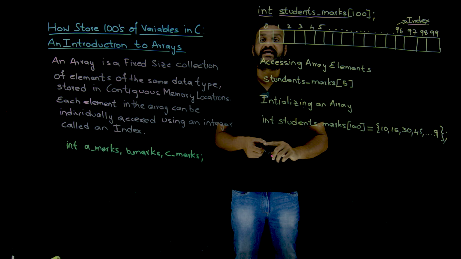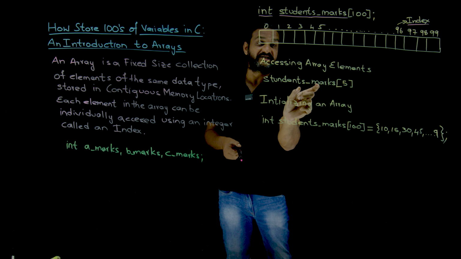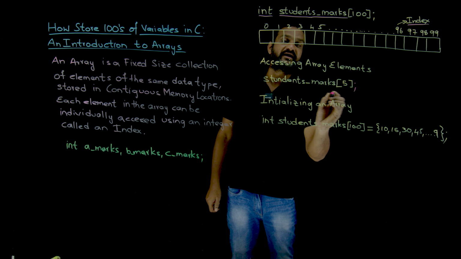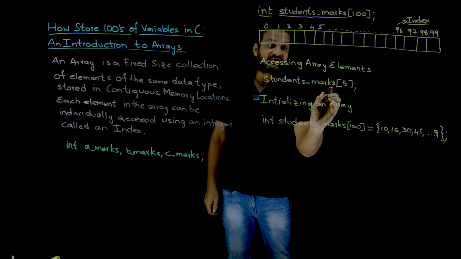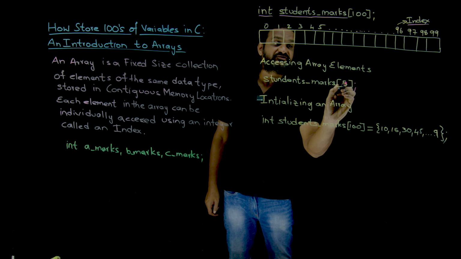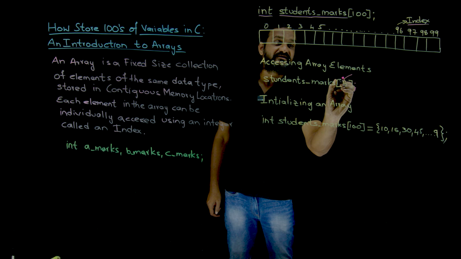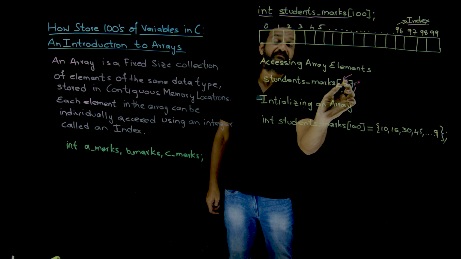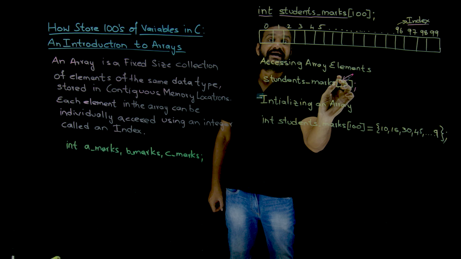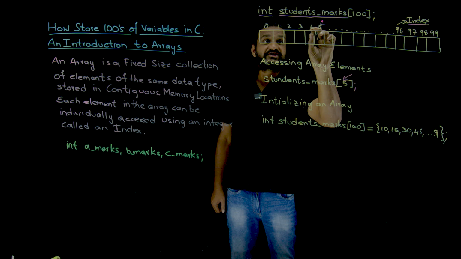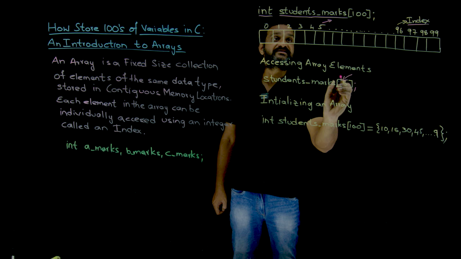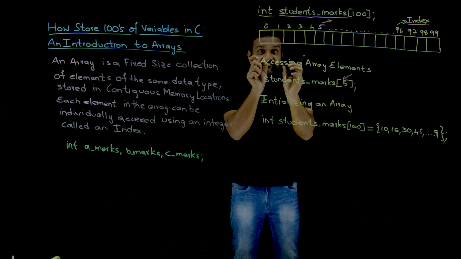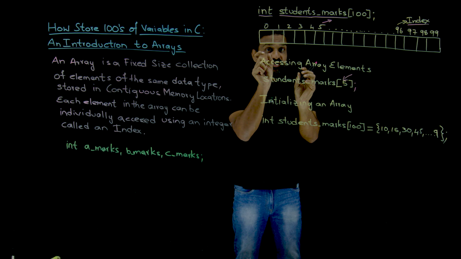How do we access these array elements? By using the variable name, this is how we can access the array elements. It is the name of the variable, and within the square brackets we mention the number. With this number, I want to access an element which is stored in index 5. So student marks 5 means I want to access the value of the element which is stored exactly at index 5.